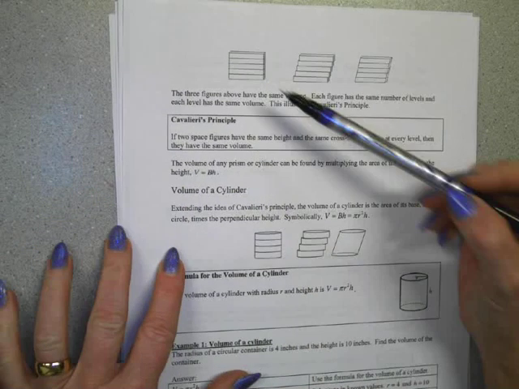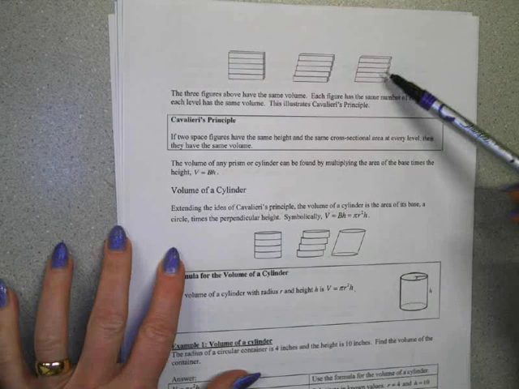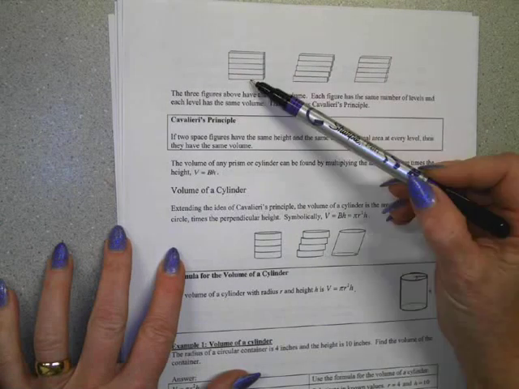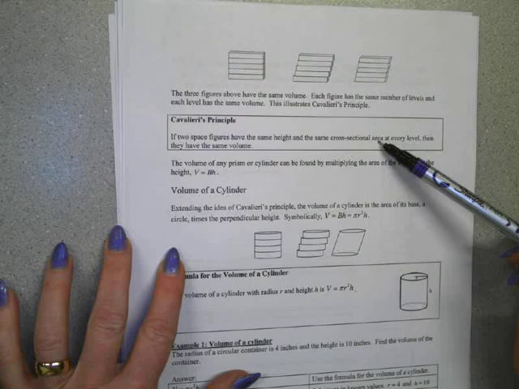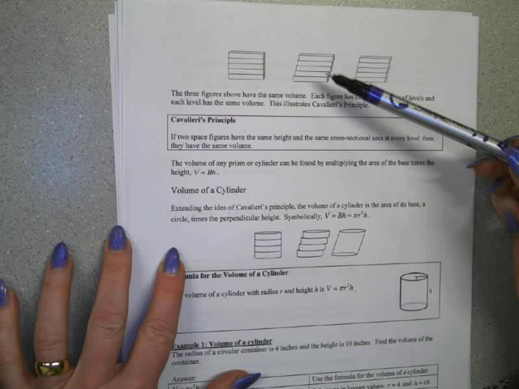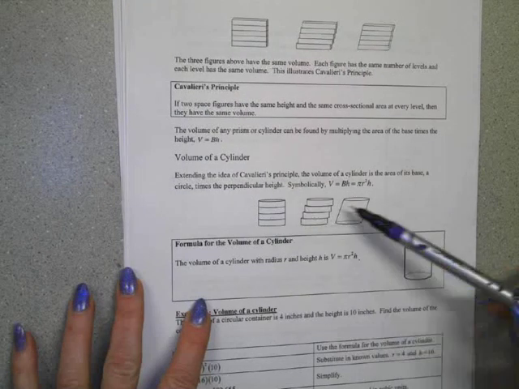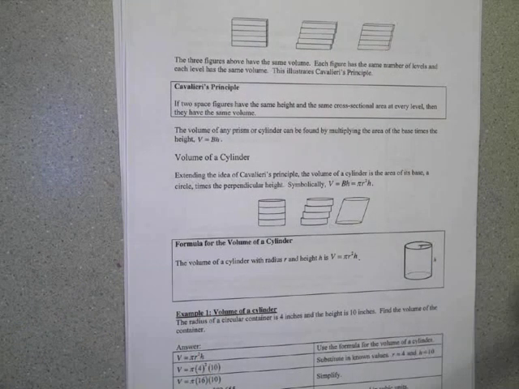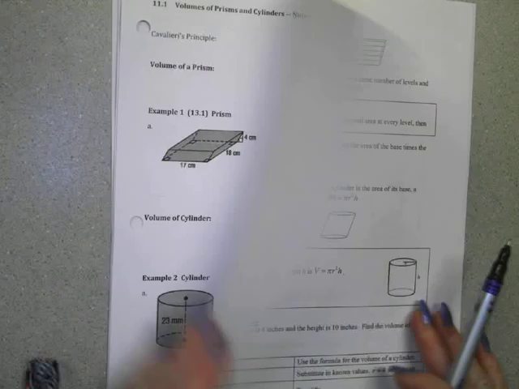So they're saying that this picture right here, and this picture right here, and this picture right here will all have the same volume because they have the same cross-sectional area at every level. And they say the same thing can be said of a cylinder. They're going to have the same volume on a cylinder. And we're going to write that down now that we're in our notes.